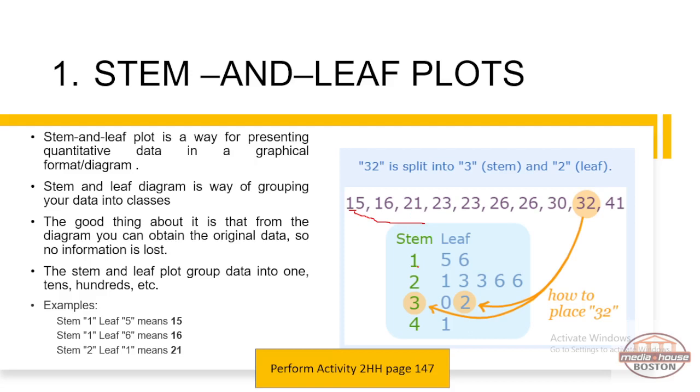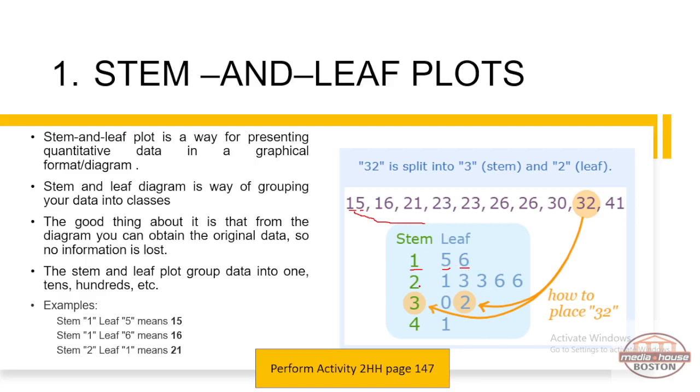If we have 10 as the stem value, then the leaf will only be the value from 10. So 15 is 10 plus 5, so the leaf will be 5. And then 16, so the leaf is 6. When you read this, it says 15, 16.